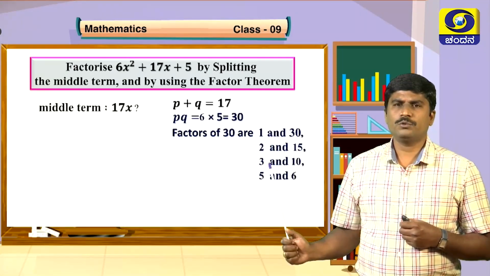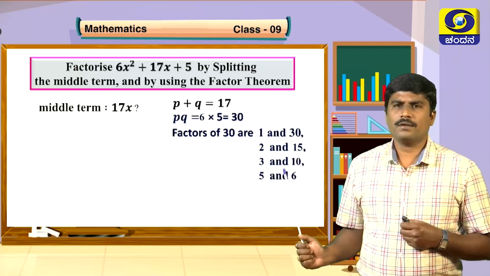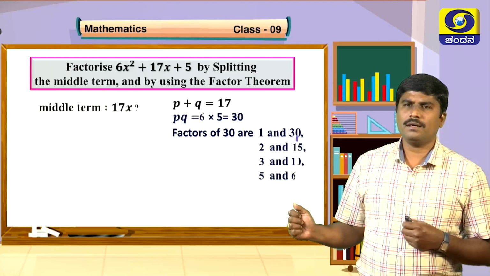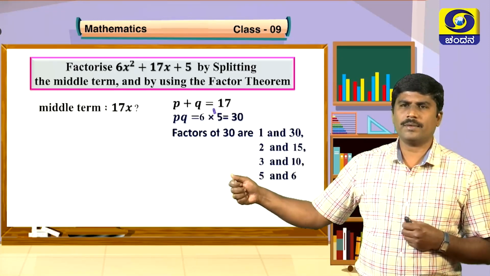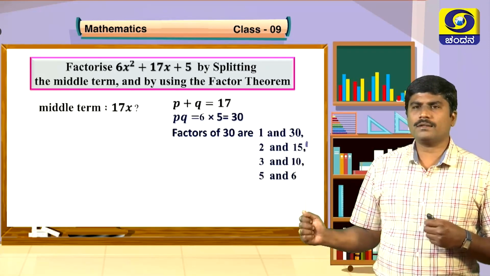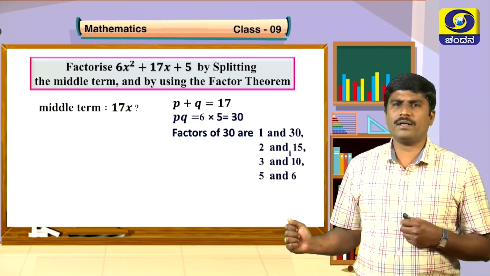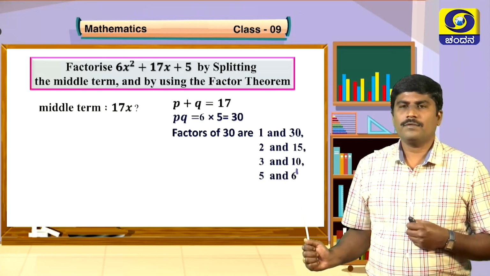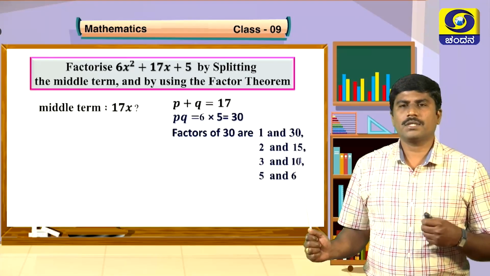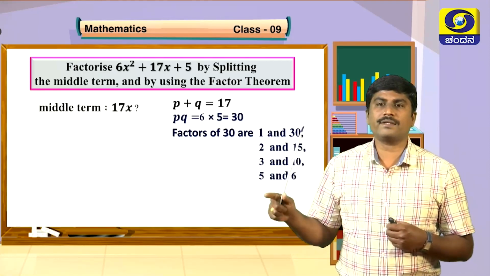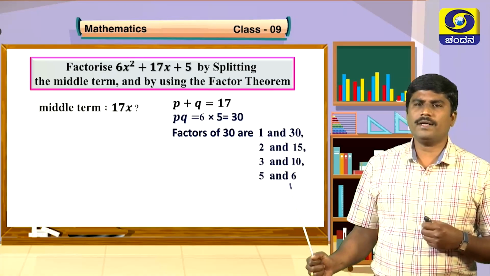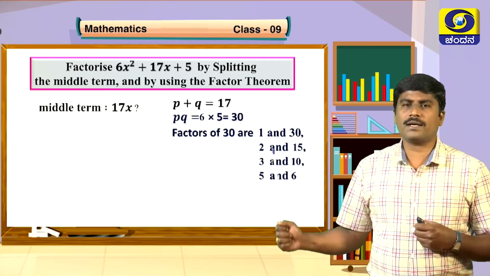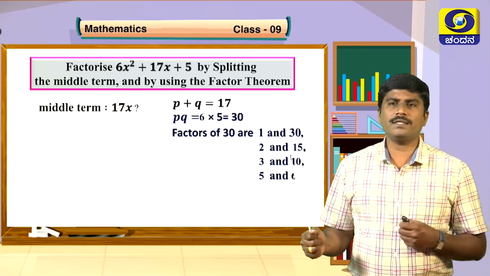Look at the factors of 30 one by one. 1 and 30, 2 and 15, 3 and 10. If you add 1 plus 30, you get 31. Not possible, you have to get 17. 2 and 15 multiply to give 30, and if you add 2 and 15, you will get 17. 3 and 10 multiply to give 30, but their sum is 13. It's not possible. 5 and 6 make 30, but their sum is 11. Now, which possibility is suitable here?